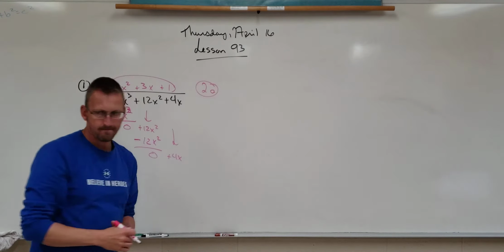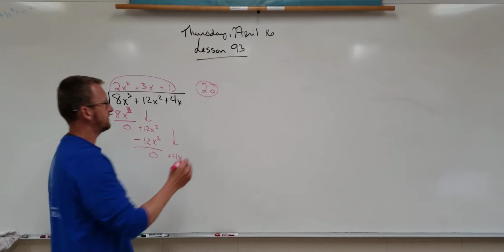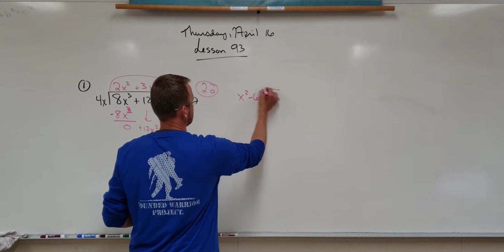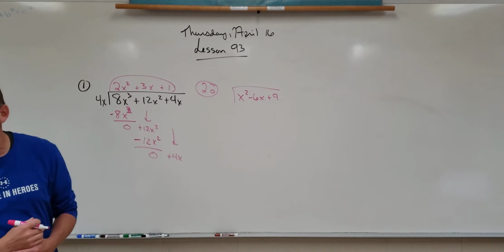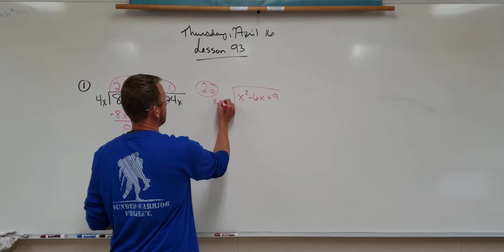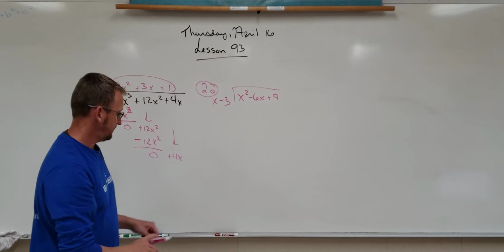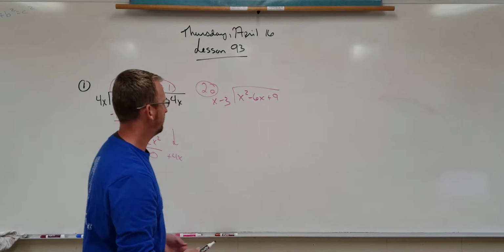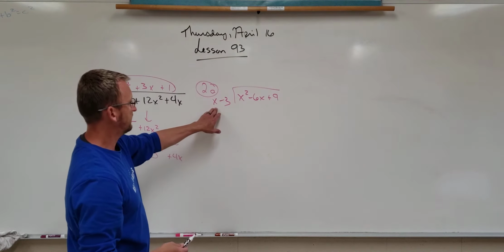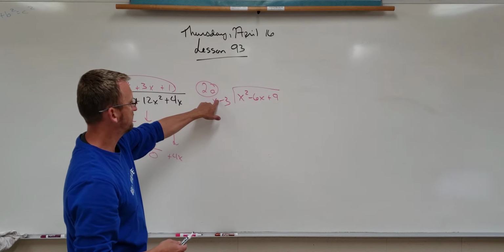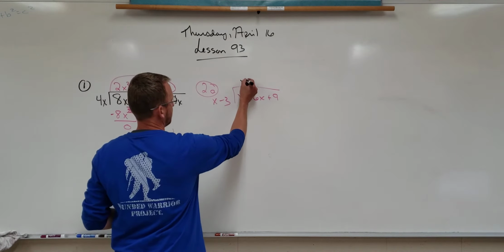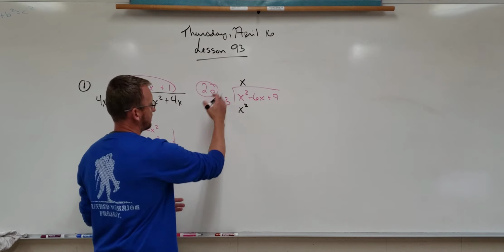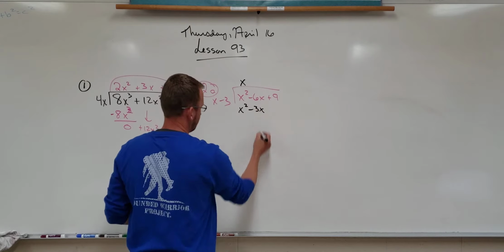Example 2a. x squared minus 6x plus 9 divided by x minus 3. Now this one looks a little different. It solves very similar. Now we're going to do some distributive property. x squared divided by x, subtract our exponents. 2 minus 1 gives me x. So x times x squared. x times negative 3 gives me a negative 3x.